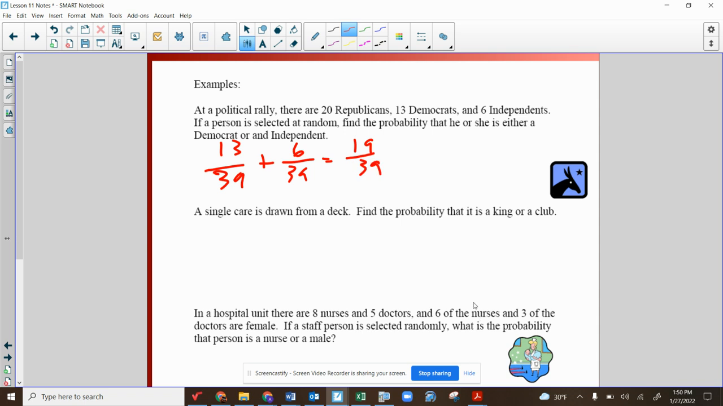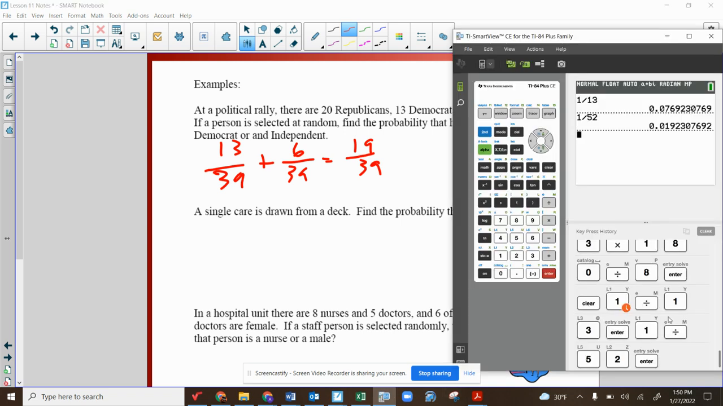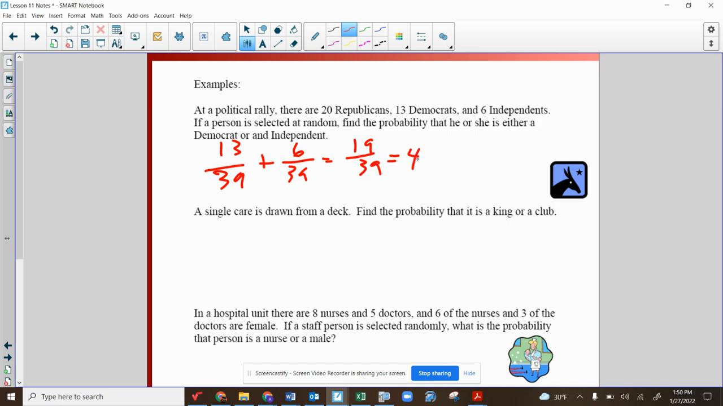Follow the directions on whether it wants it as a fraction or as a percentage. Typically, we're going to do things as percentages. So 19 divided by 39, 48.7% approximately.